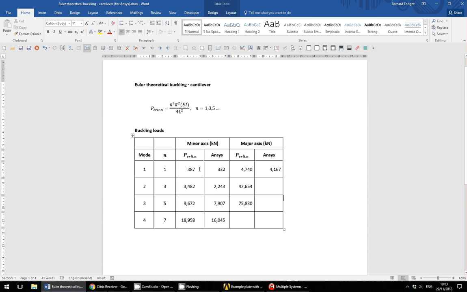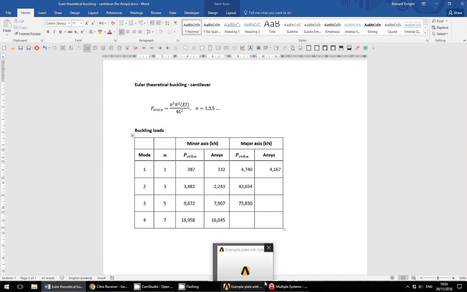About the minor axis, the theoretical buckling load for the bar that we have, again for a solid bar, will be 387, Ansys particularly 332. So, a bit of a difference. The bigger difference is as we go up the modes: 3,400, 2,200, 9,600, 7,900. For the bending about the major axis, the first theoretical is 4,700 kilonewtons. Ansys is giving 4,200. Okay, so not too bad.